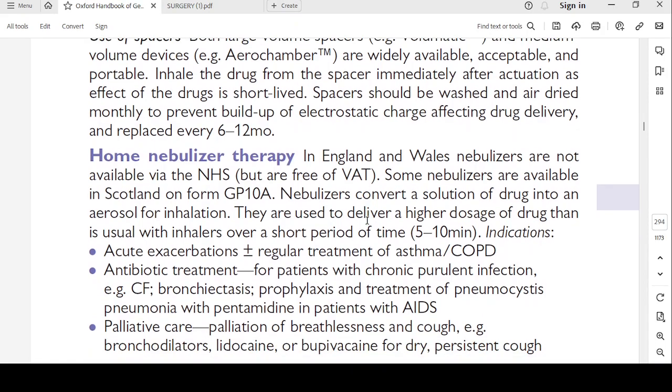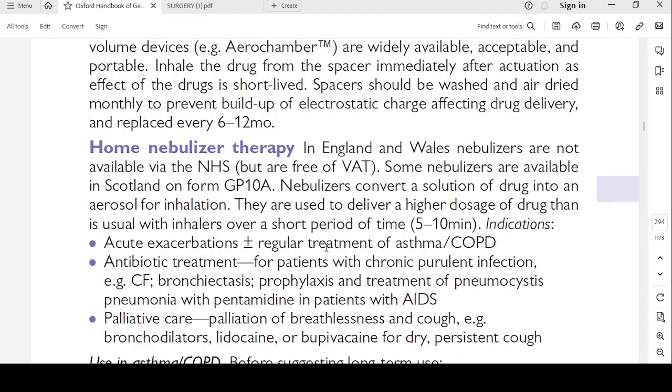Home nebulizer therapy. In England and Wales, nebulizers are not available via the NHS but are free of VAT. Some nebulizers are available in Scotland in the form of GP110A. Nebulizers convert a solution of a drug into an aerosol for inhalation. They are used to deliver a higher dose of drug than usual with inhalers over a short period of time, that is 5 to 10 minutes.